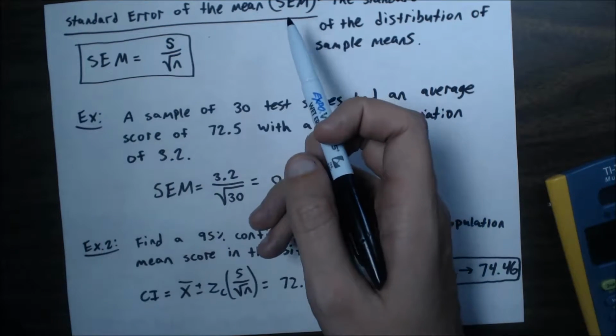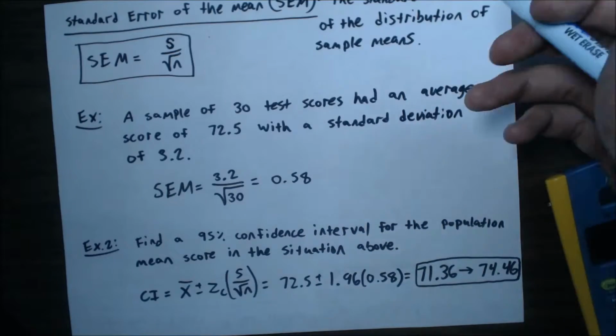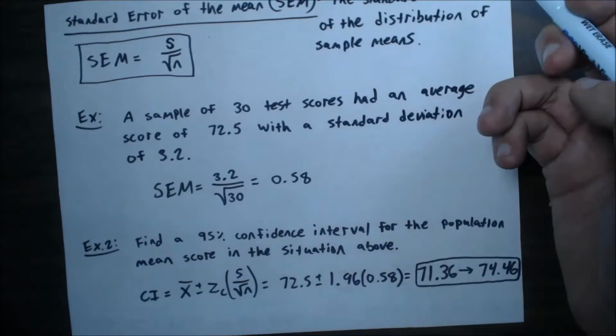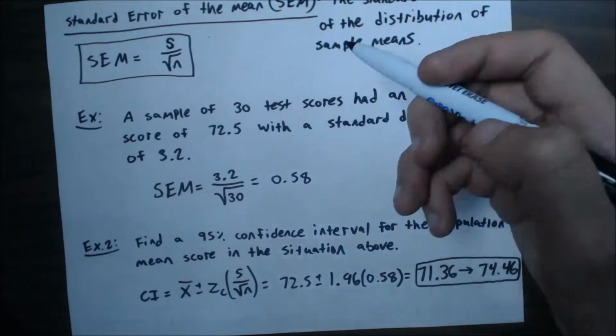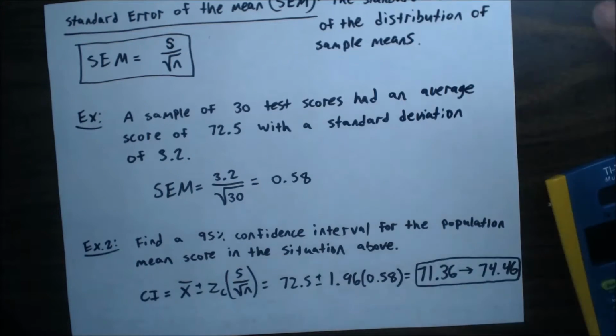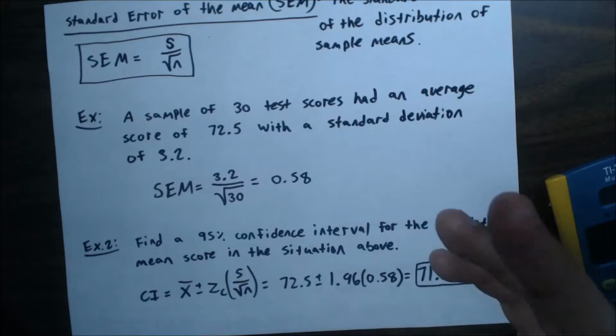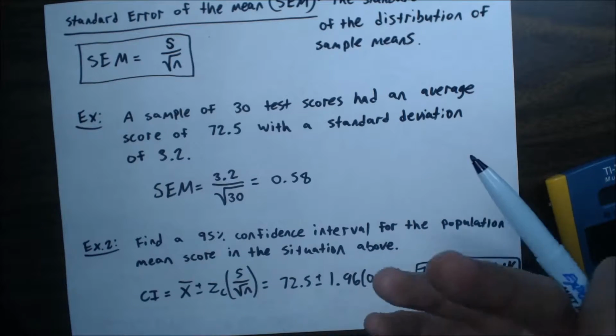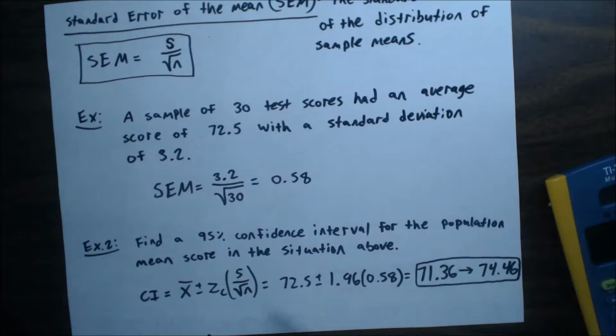So let's just look at this. Standard error of the mean, SEM, it's very similar to SEP. It's the same concept. It's the standard deviation of the distribution of the sample means. So let's say I'm talking about the heights of boys at Hiram High School. If I take a sample and I come up with 5'9", I do it again and I get 5'7". I do it again and I get 5'8".